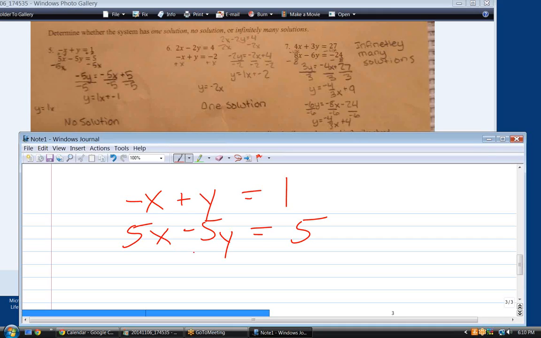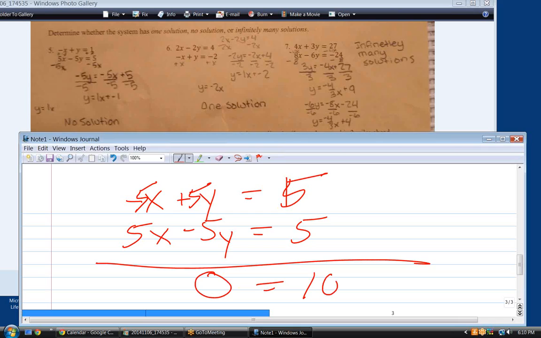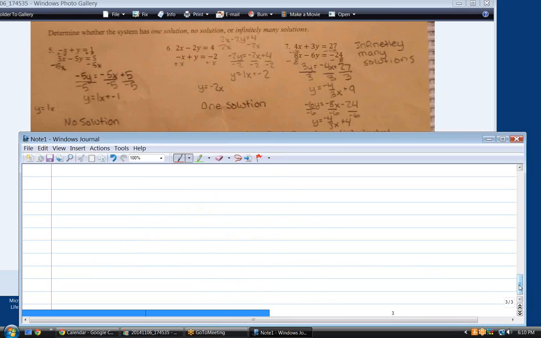So if I applied our magic here, multiplied that by 5, that by 5, and that by 5, and now add the two equations, I get 0 equals 10. Whenever you get two numbers equal to one another that aren't equal, then you know that you have no solution. Okay. Cool. Let's look at this second one here.